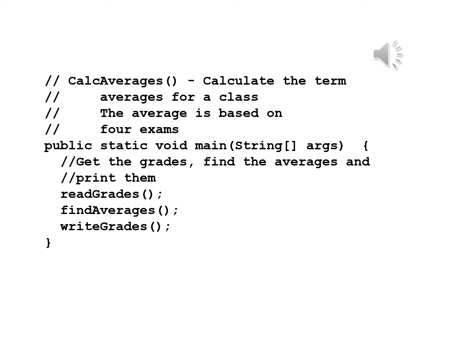The main program begins with a comment telling us that the program will calculate term averages for our students based on their having taken 4 exams. The main program consists of 3 method calls: to read grades, find averages, and write grades. These names accurately describe exactly what they each will be doing.